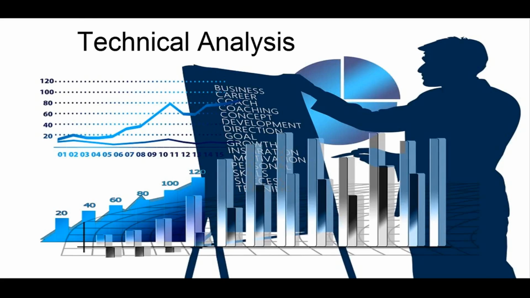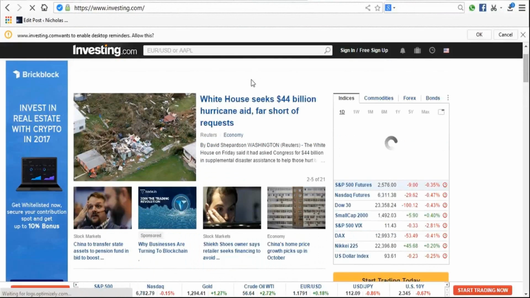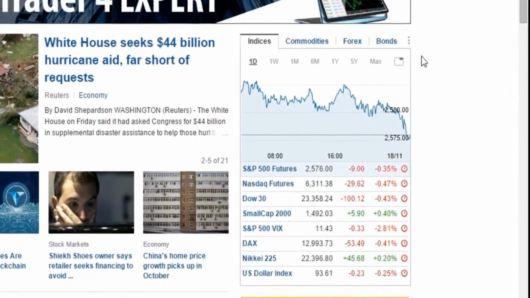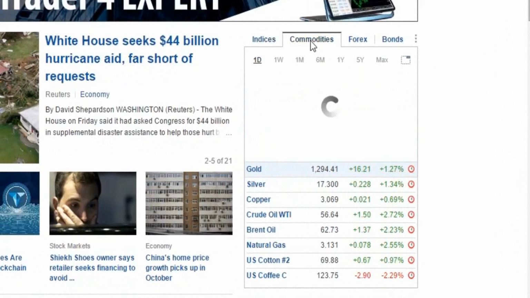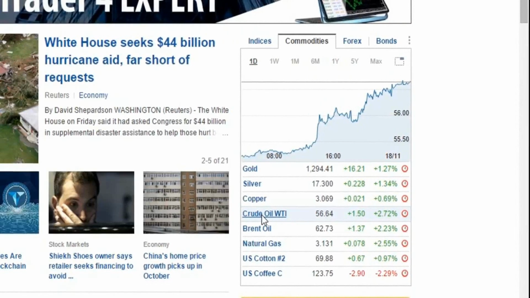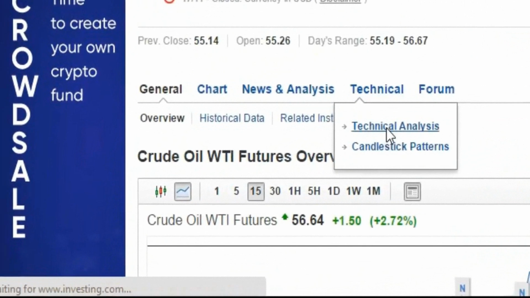Technical analysis. International crude oil price movement and MCX crude oil price movement are almost the same, so if you want to check technical levels for crude, just visit investing.com. Commodities section. Click crude oil. There you can see technical analysis. Just click there and scroll down.